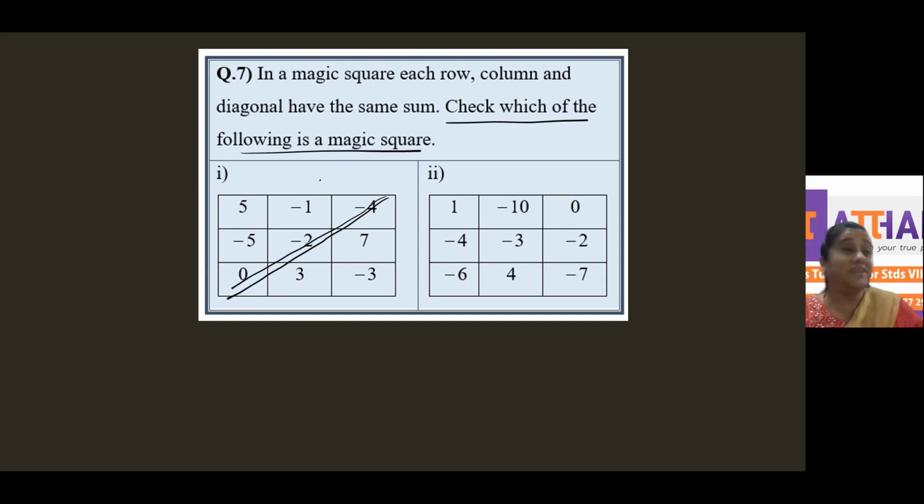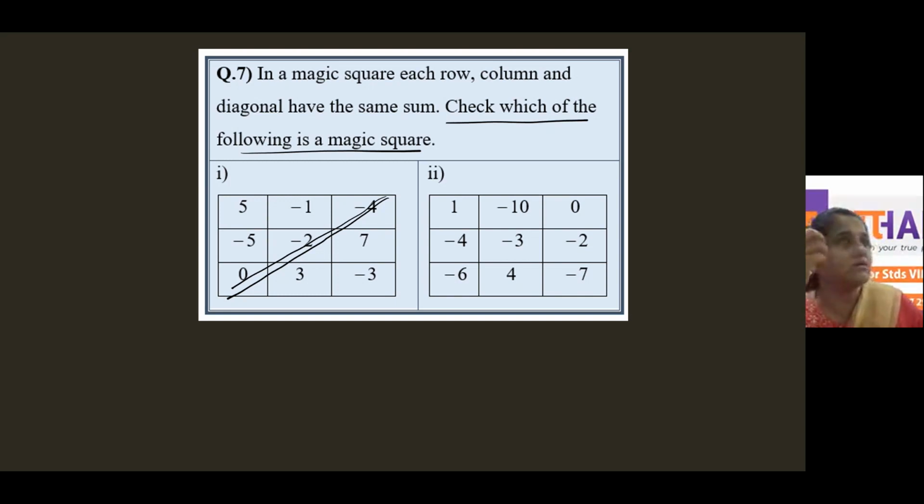Any number. Oh, very nice question. Very good question. The sum of the numbers need not be 0. It can be anything. It can be a fraction, it can be a decimal, anything it can be. But everything should have the same total. It can be 0, negative, positive, fraction, decimal, anything.